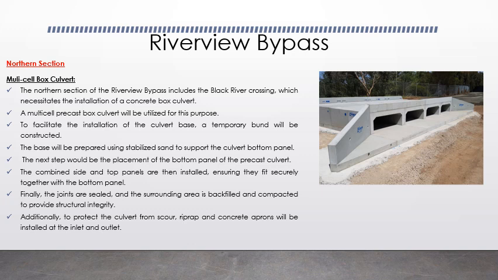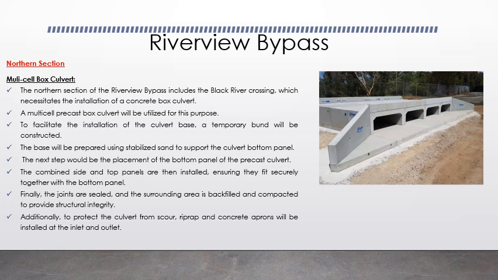Number three, once the base is ready, the bottom panel of the precast culvert will be carefully placed. And then the next step involves installing the combined side and top panels. These will be securely fitted together with the bottom panel to form the complete structure. And then after the panels are in place, the joints will be meticulously sealed to prevent leakage and ensure durability. The surrounding area will then be backfilled and compacted to provide additional structural integrity.